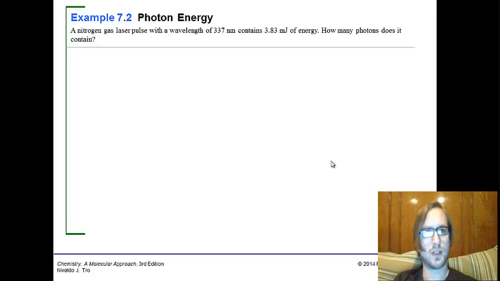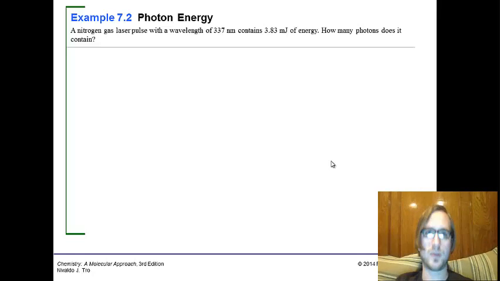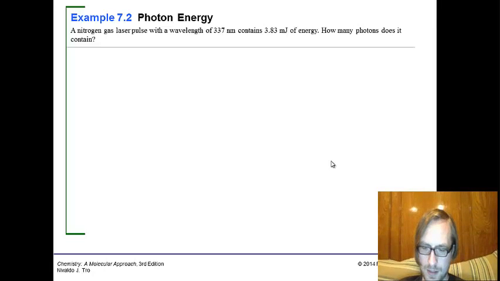Example 7.2, energy. A nitrogen gas laser pulse with a wavelength of 337 nanometers contains 3.83 millijoules of energy. How many photons does it contain? So first we're going to calculate, at 337 nanometers, how much energy a photon has. And then if we know how much energy we have total, we can just divide to figure out how many photons we needed to get that much energy.